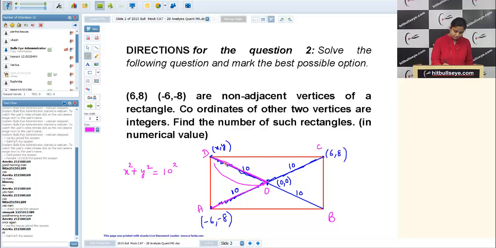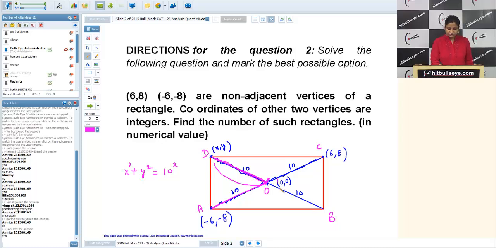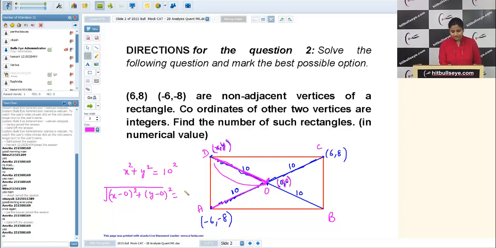Again, if this length should be 10 and the coordinates of O are 0, 0 and let this be x, y, so we can use the distance formula, that is square root of x minus 0 whole square plus y minus 0 whole square, that should be equal to 10. From this we get the equation x square plus y square is equal to 10 square. Now, since all the coordinates are integers, we want to find integral solutions for this equation. x square plus y square is equal to 10 square.